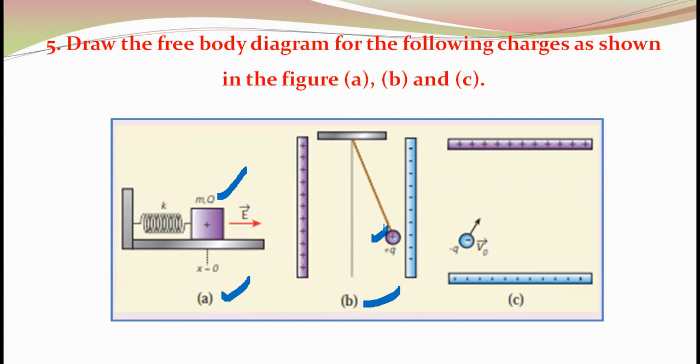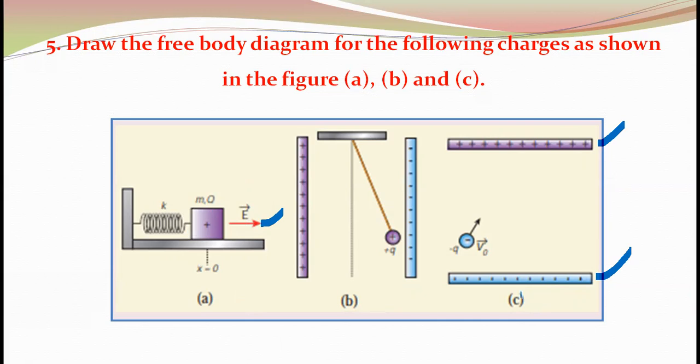And if you look at the bob, it is suspended in an electric field between the two plates, one plate carrying positive charge and the other plate carrying negative charge. And here in the first diagram, the block which is carrying the charge is subjected to an electric field, E vector. So the direction of the electric field is marked. And in the third diagram in subdivision C, we have a positively charged plate and a negatively charged plate. Thus there exists an electric field between the two plates.